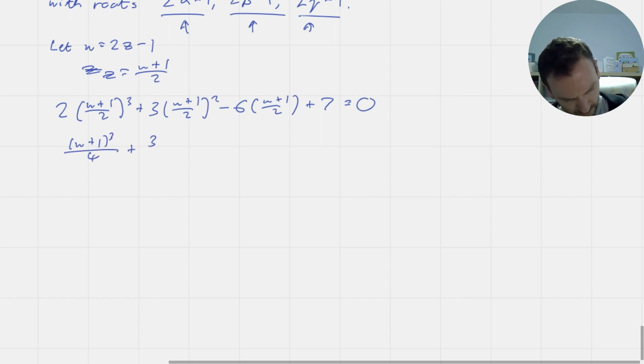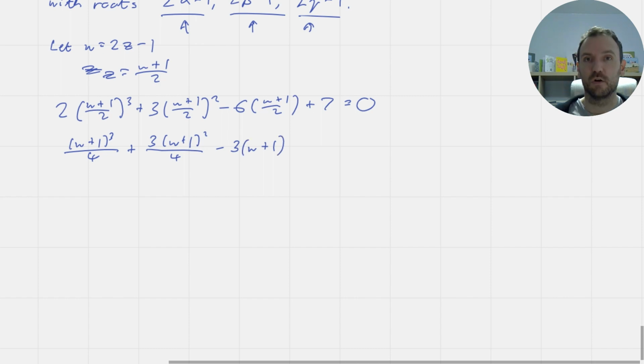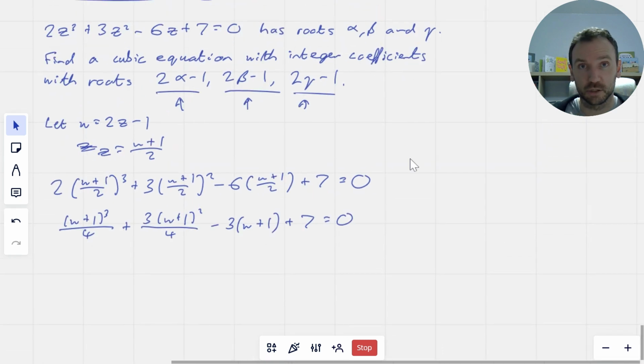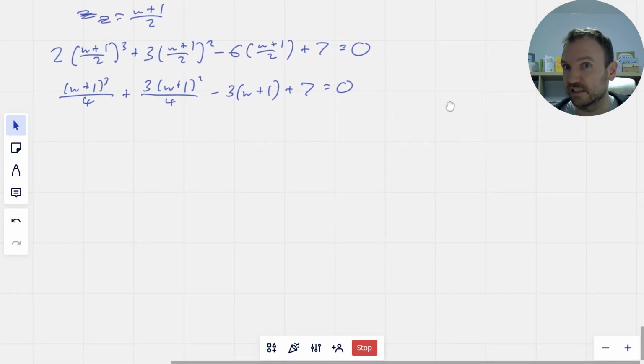Similarly, this next bit will be 3 lots of w plus 1 squared over 2 squared, or over 4 again. We've then got 6 over 2, which is 3. We just need to be careful here that you don't just write this and ignore the brackets. We're subtracting 3 lots of w plus 1, so keep the brackets there, and then plus 7 equals 0. At this stage, again, hold off expanding and get rid of these fractions first, because these fractions are only going to make our life more difficult, and we're asked in the original question to get an equation with integer coefficients, so we know we don't want fractions at the end anyway.